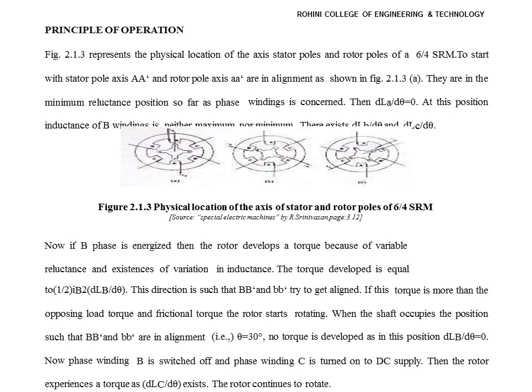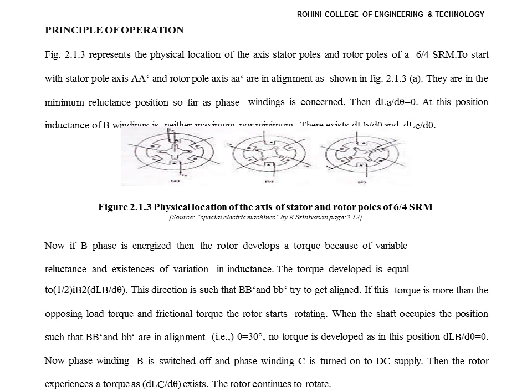The torque developed is equal to 1 by 2 iB square dLB by dθ. The direction is such that B dash and small b try to align. If this torque is more than the opposing load torque and frictional torque, the rotor starts to rotate. When the shaft occupies the position such that B dash and small b dash are aligned, that means θ equals 30 degrees, phase B is switched off and phase C is turned on.